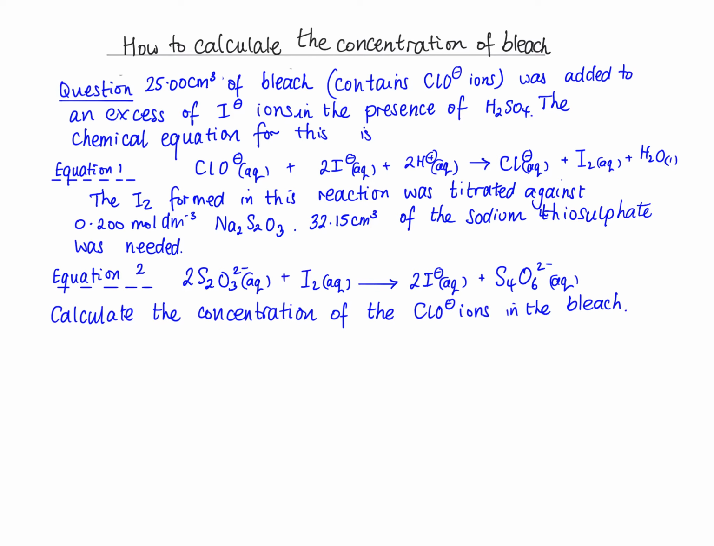The chemical equation for this is, and you'll be given that chemical equation, the I2 formed in this reaction was titrated against a concentration of sodium thiosulfate, and a certain volume of the sodium thiosulfate was needed. And you'll be given another chemical equation that shows how thiosulfate reacts with iodine. Calculate the concentration of the ClO- ions in the bleach.